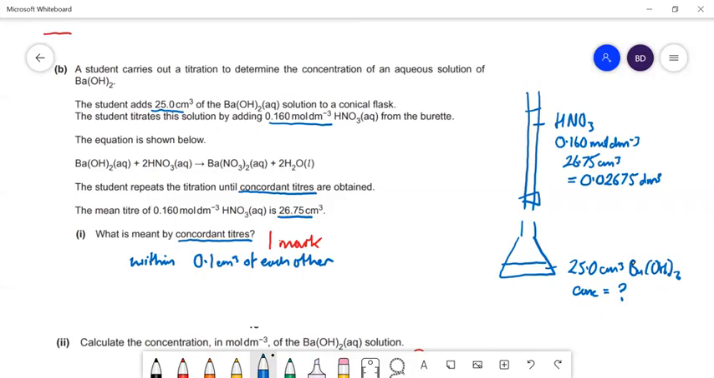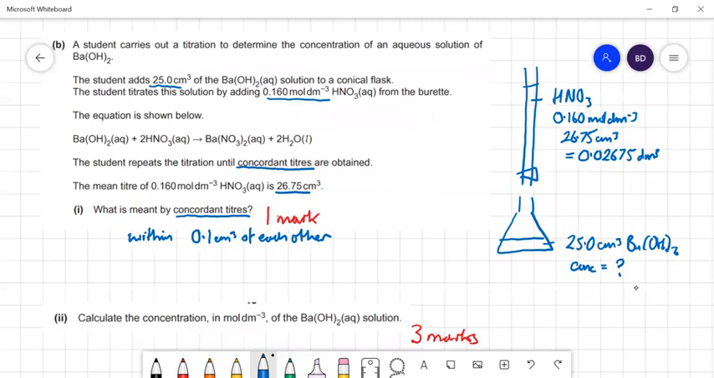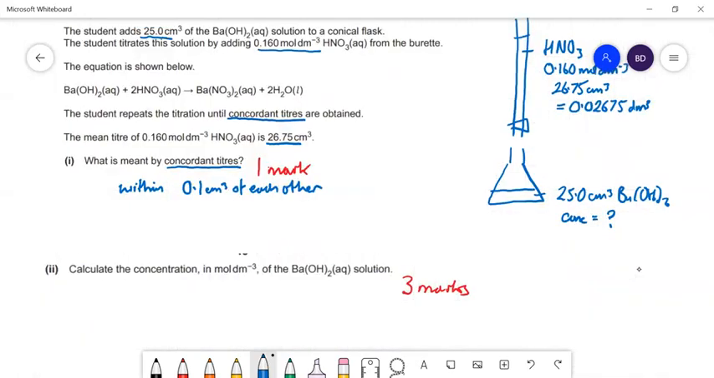Okay, so now we've got question part 2 here, and we've got to calculate the concentration of the barium hydroxide solution. Now we have got the equation there. We need that, and this is quite important: 1 mole of barium hydroxide requires 2 moles of nitric acid.